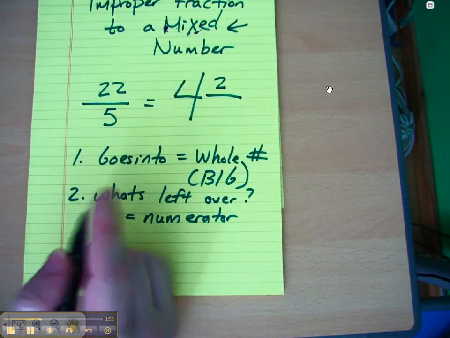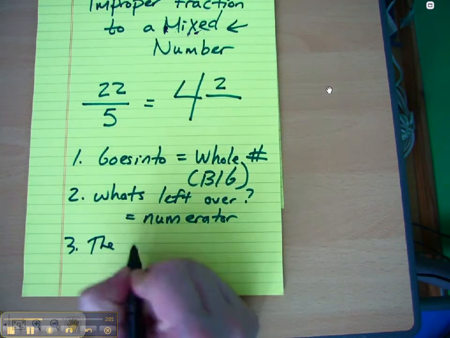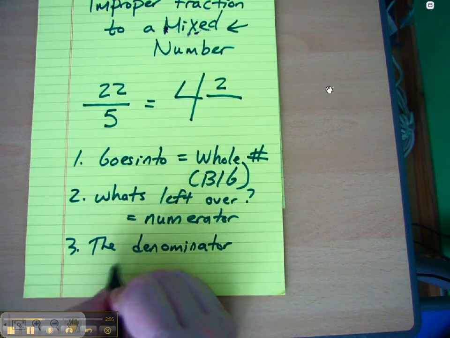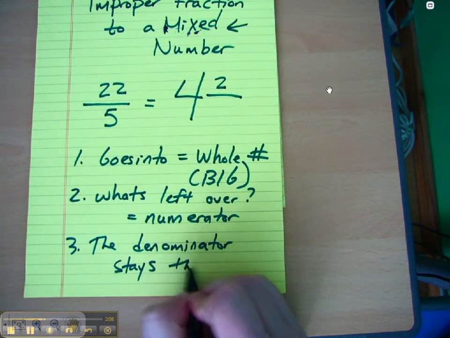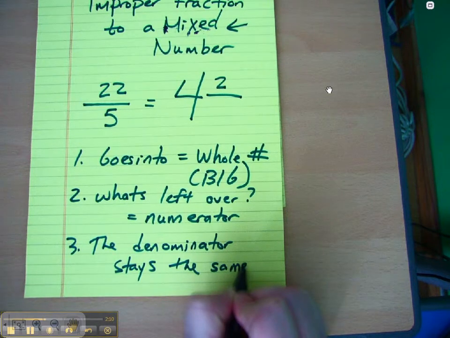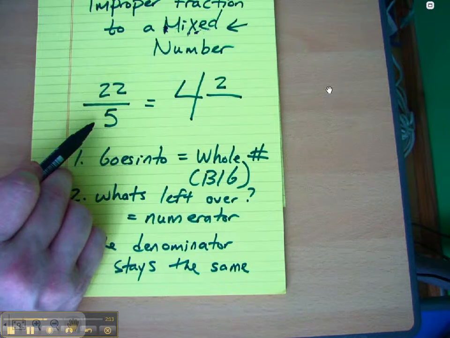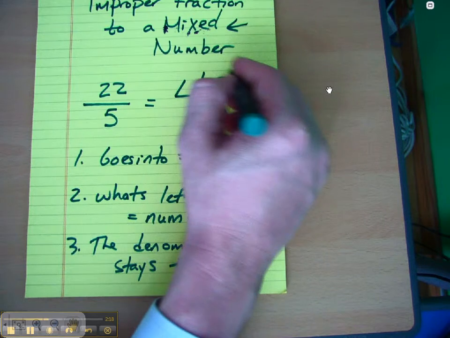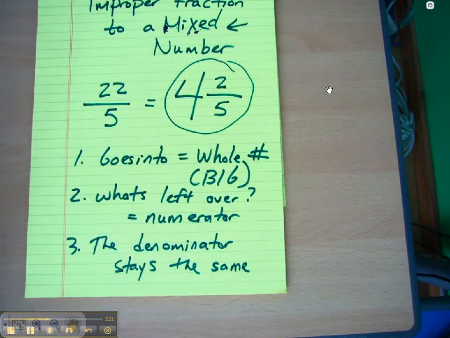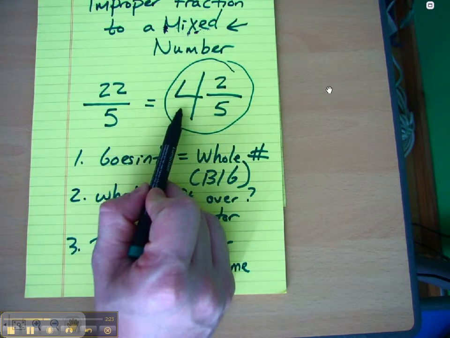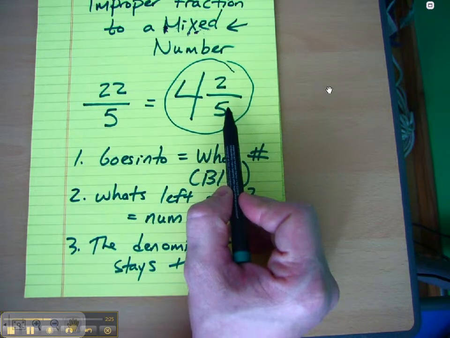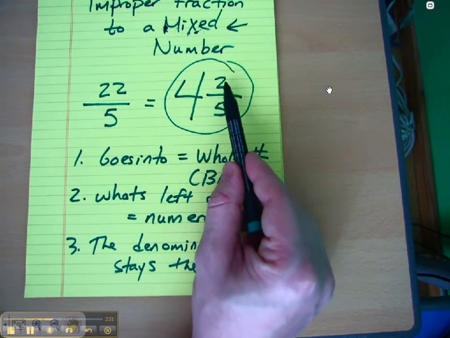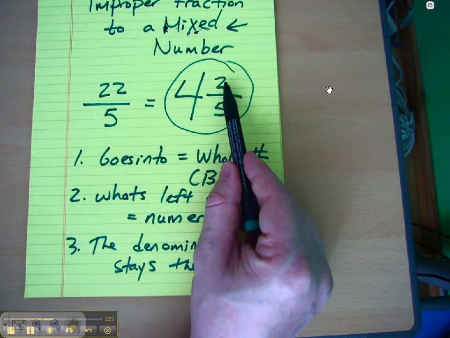And step number 3, perhaps the easiest step, the denominator stays the same. The denominator is 5 in our improper fraction. It's going to be 5 in our proper fraction. And again, we call this a mixed number because it's a mix of 2 different things. It's a whole number next to a proper fraction, not an improper fraction, a proper fraction. And why is it proper? Well, because the numerator, the top number, is smaller than the denominator.